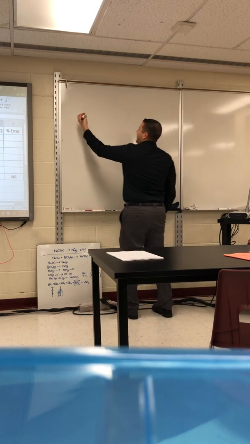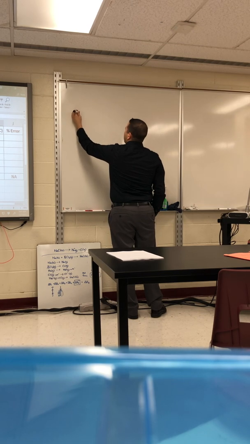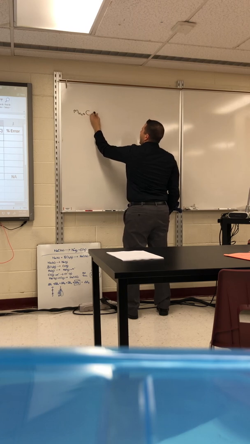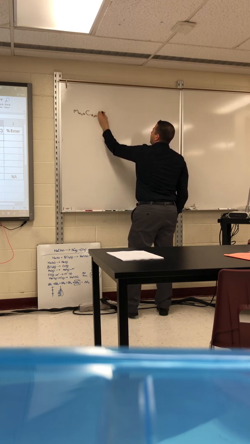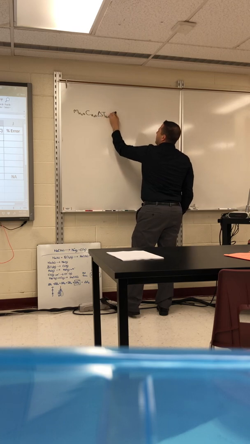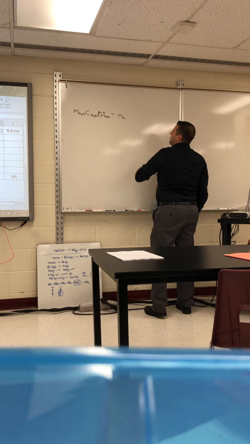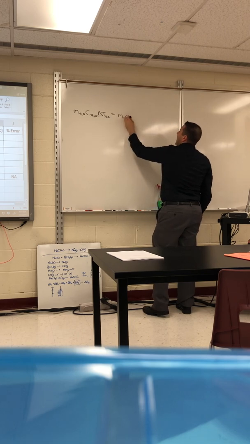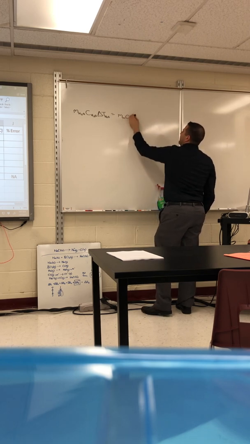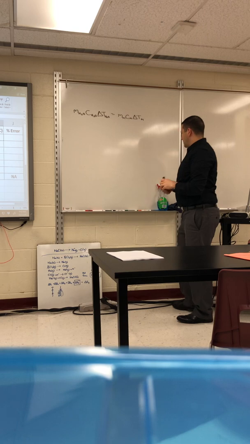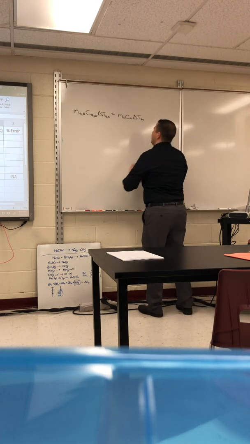So we know that m of water, I'm just going to use H2O, times c of water, times ΔT of water, equals m of my metal, I'm just going to use M, c of my metal times ΔT of my metal. Which one of these values am I trying to find? So I'm trying to find c of metal.